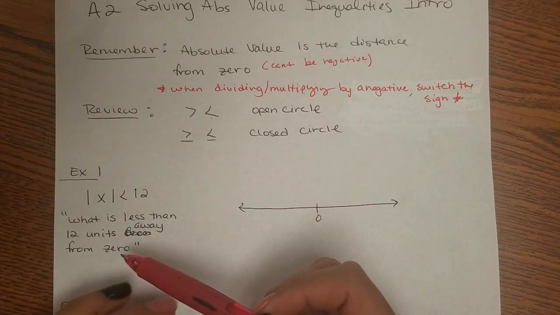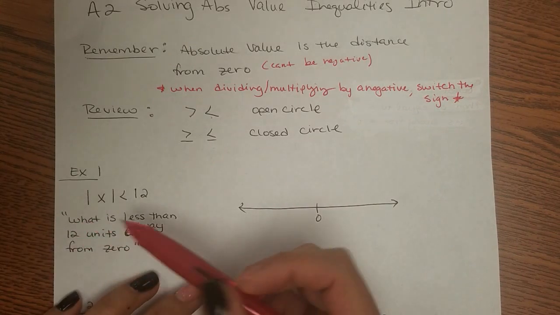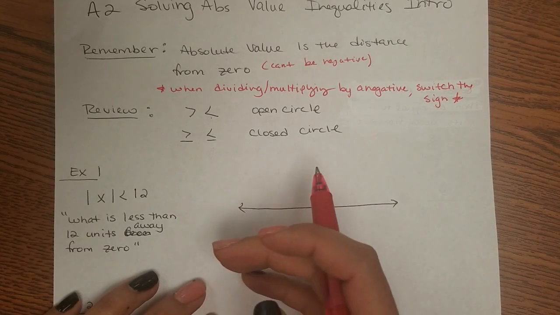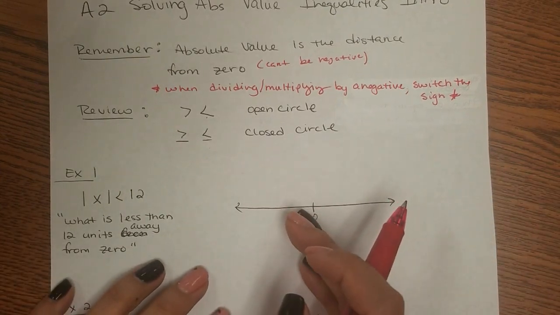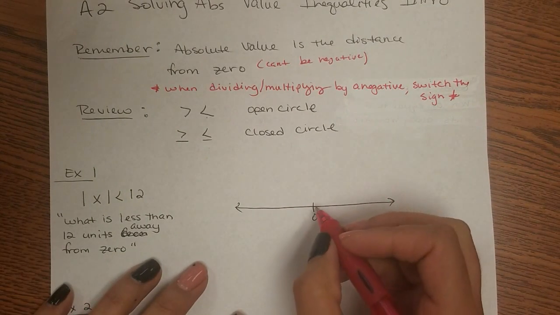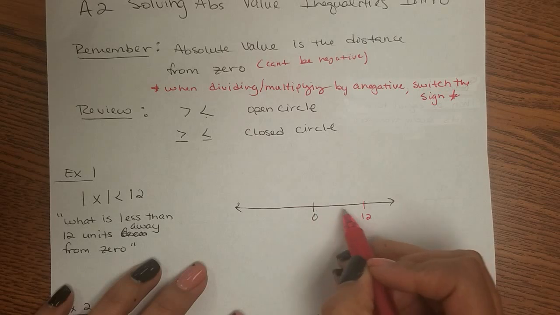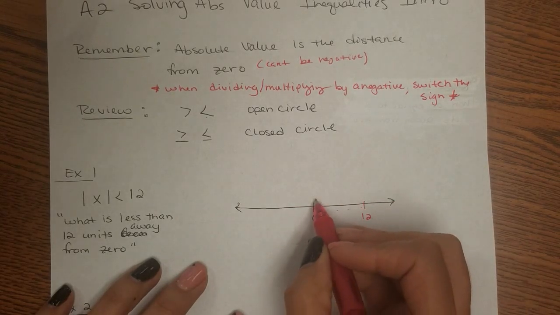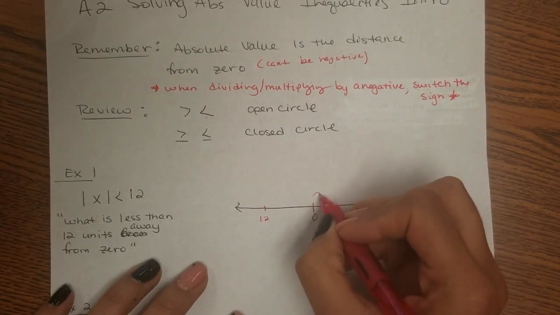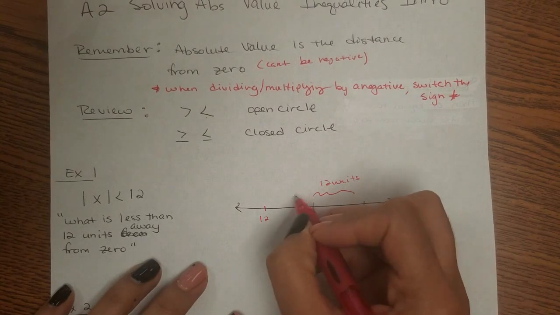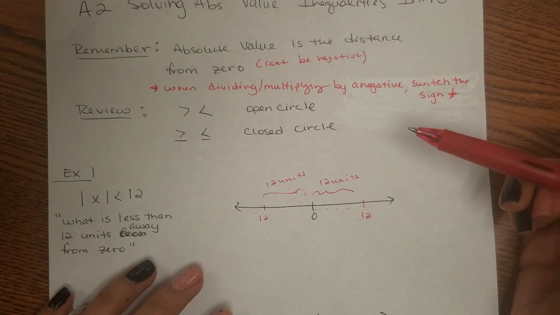One way that you can think about it is that this is asking what is less than 12 units away from 0. Now remember, distance isn't negative or positive, it's just the distance that you walk. So if you start here at 0 and you're talking about less than 12 units, well, to the right we have a 12, so less than 12 units would be from 0 to 12. But if you started at 0 and moved to the left, that would also be 12 units. You can move 12 units in either direction. There's 12 units here, and there's 12 units here. Okay, so that's what we're talking about.